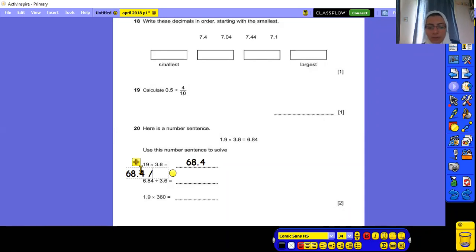3.6 times 10 will be what? 36. Now you have the question, and the answer, you know, it's going to be here. The answer will be 1 and 9. But the point is where I'm going to put the decimal point.